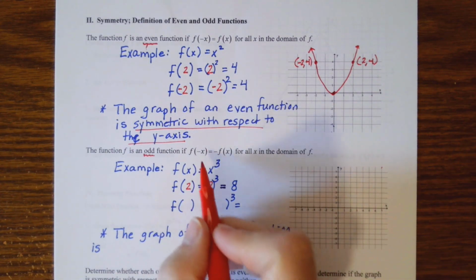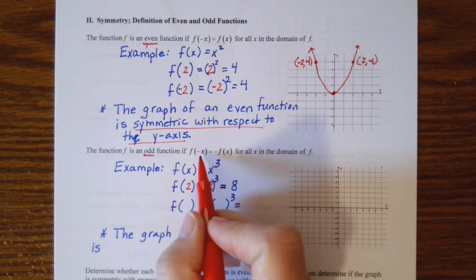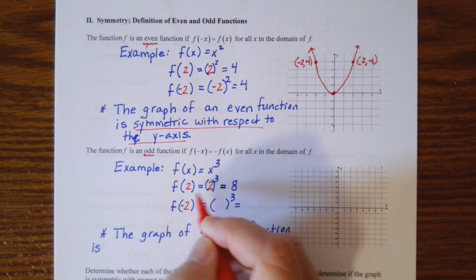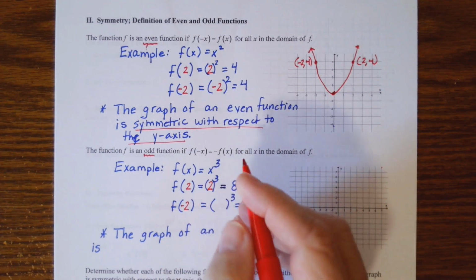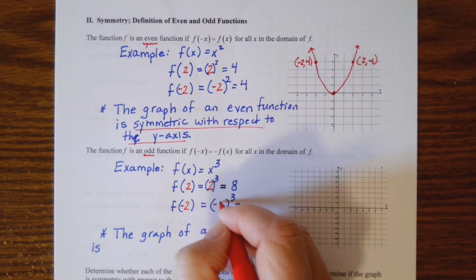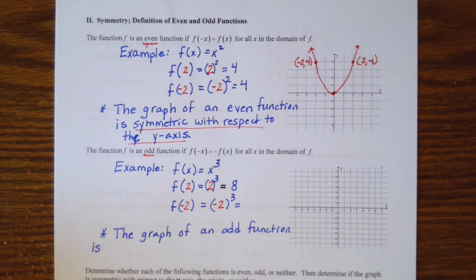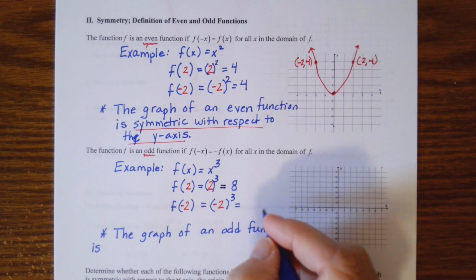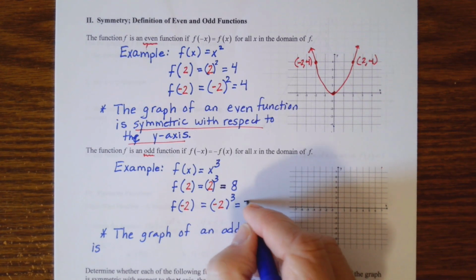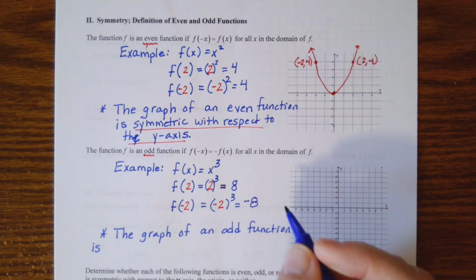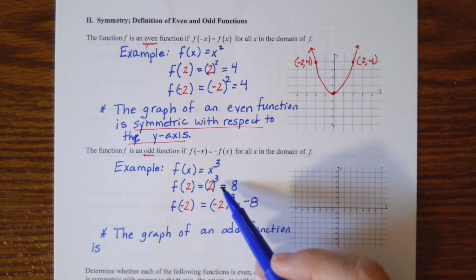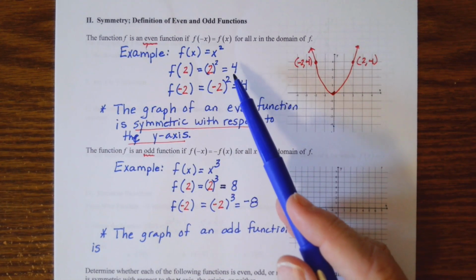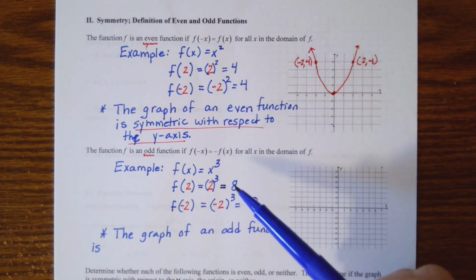I want to put this in. The math world tells me to put in the opposite of whatever I have for x. I used 2, so I put in a negative 2 here, and I can put this in my calculator: negative 2 times negative 2 times negative 2, I end up with negative 8. So I'm going to look at this. I don't have the same values here, so it's not even, because if I had the same value, it would be even.